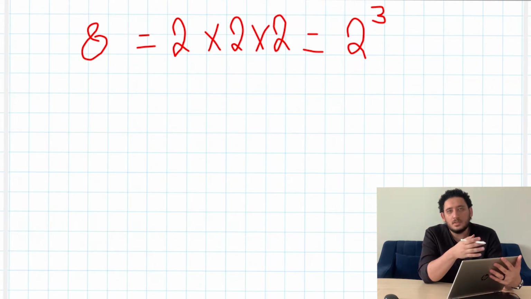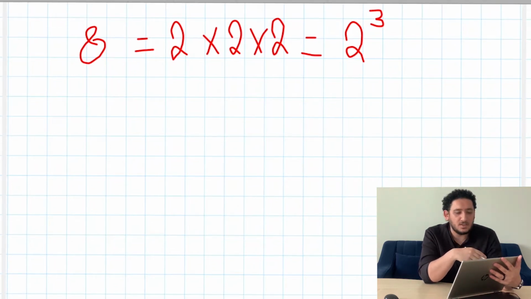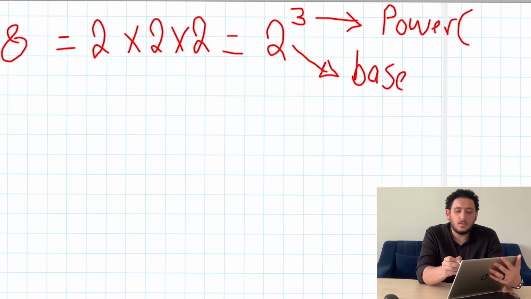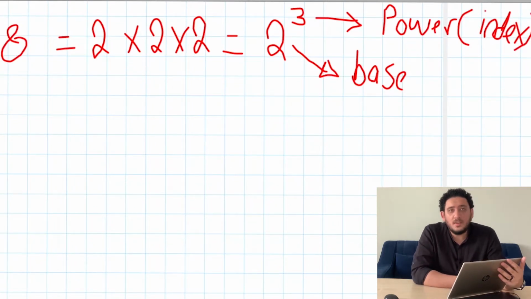Index or power means repeating the multiplication. So when I say 2 power 3, I mean the base is 2 and the power or the index is 3. We have some rules about these powers or indices.